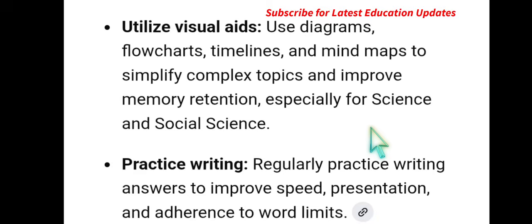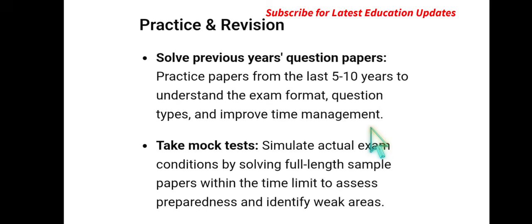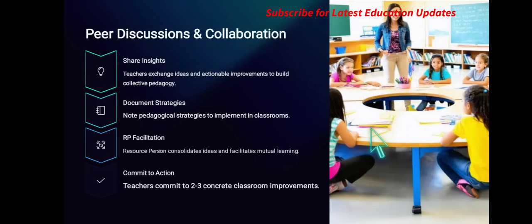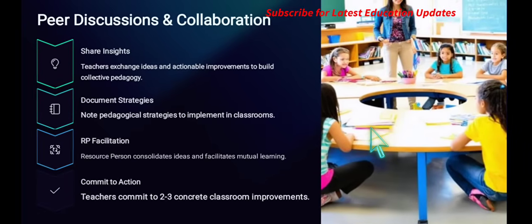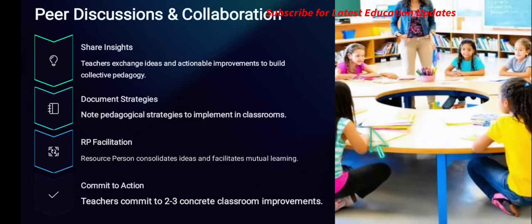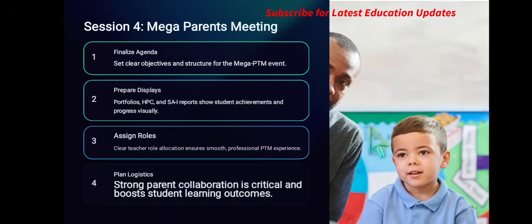With these understandings and this information, we can have practice and revision, practicing the model papers and previous question papers, attempting mock tests, revising regularly, the triple R technique: read, revise and recall, through frequent testing and self-tests. So focus on weak areas. Then session 4 is peer discussion and collaboration, sharing insights from field experience, and facilitation of lessons by the concerned RPs. Then we have the mega parent-teacher meeting, which we will discuss in the second video, right?